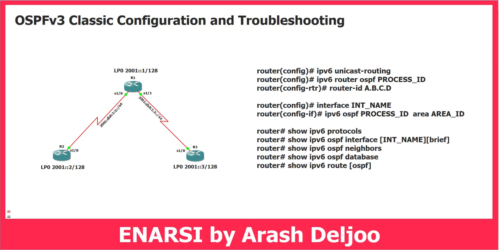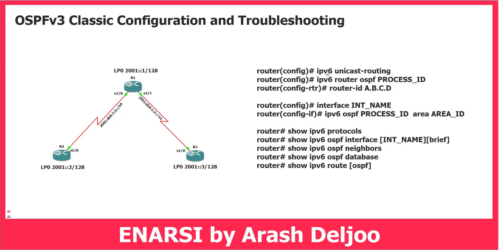Let me start with a simple scenario. It is so informative. Here we have 3 routers, R1, R2 and R3. As you can see here, we have only IPv6 addressing. First, we should configure this scenario with the classic OSPF configuration. Look here, the configuration is so easy.